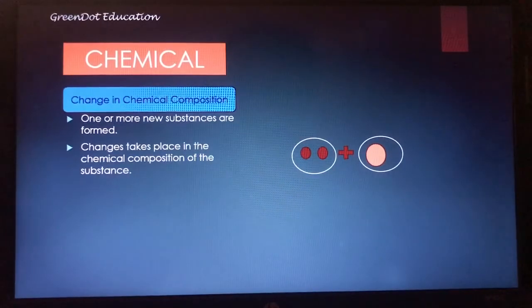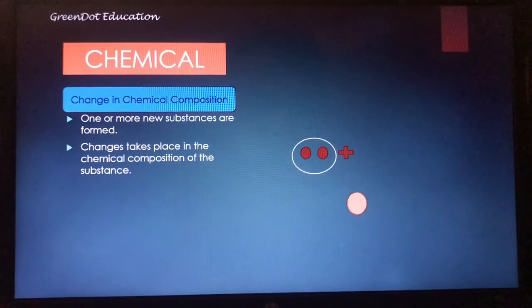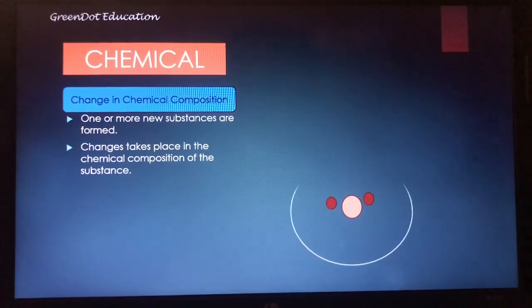Also changes take place in the chemical composition of a substance. Let's take an example. Suppose we have two different substances, and if these substances come together and react with each other and they form a new substance, then such a change is known as a chemical change. That means there is a change in the chemical composition of a substance. So when a change in the chemical composition of a substance takes place so that we get a new substance, such changes are known as chemical changes.